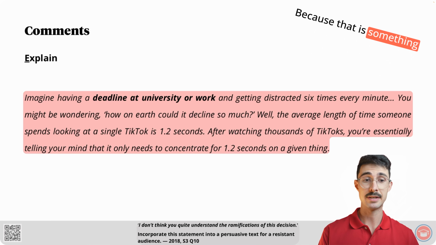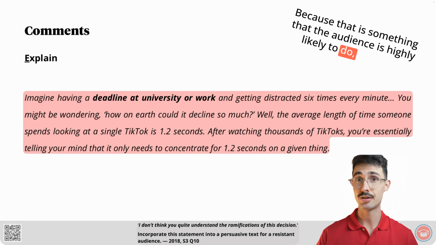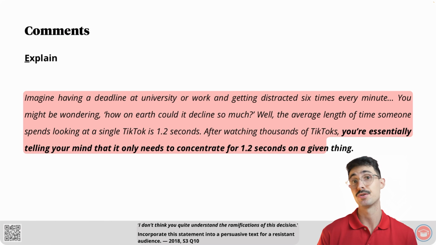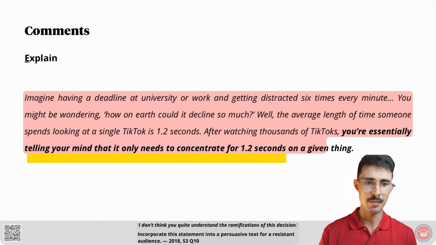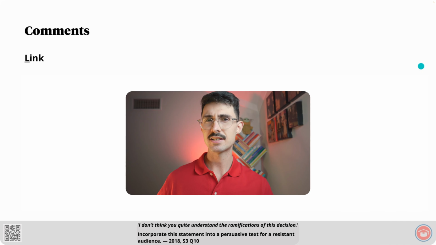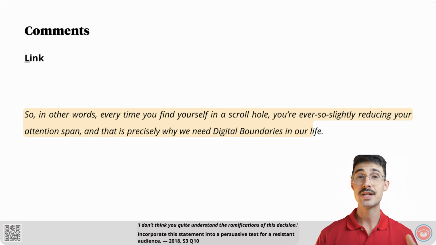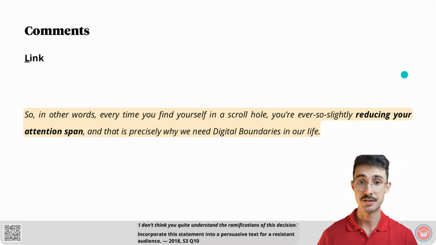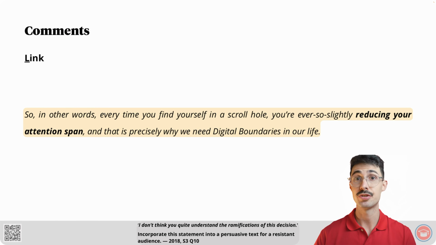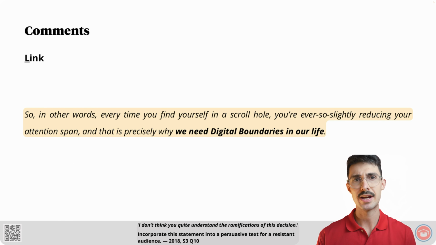So because that is something that the audience is highly likely to do, it relates to them, it's relevant. This part also explains how our attention spans could be reduced so dramatically. And that is by training our minds that it only needs to concentrate on something for such a short period. Next up, we've got the link. This link reiterates one of the main reasons why the audience should implement and establish digital boundaries, and that is because if they don't, their attention span will reduce. Notice how I also reiterate what my thesis statement is in this last part of the link.